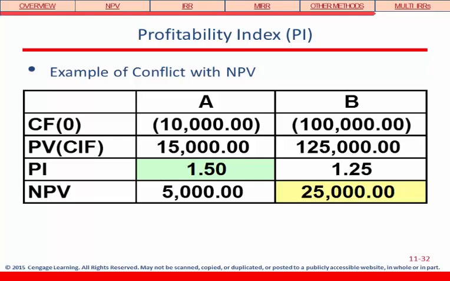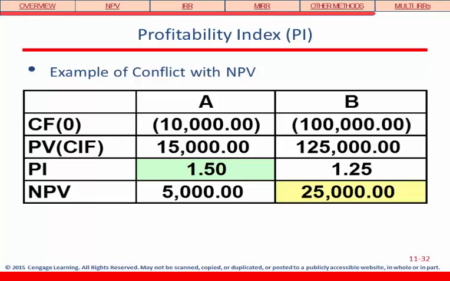1.5, right? And the reason why it's going to be 1.5 times is because you're going to take that $15,000 over the $10,000. That's 1.5. If you're going to do that PI for project B, it would be 125 over 100, so that's 1.25. Now, based on those numbers, it would look like A would be the better choice. However, if you compare net present value, there's a lot more money involved in project B. Okay? And so sometimes scale can really hurt you when analyzing these projects.